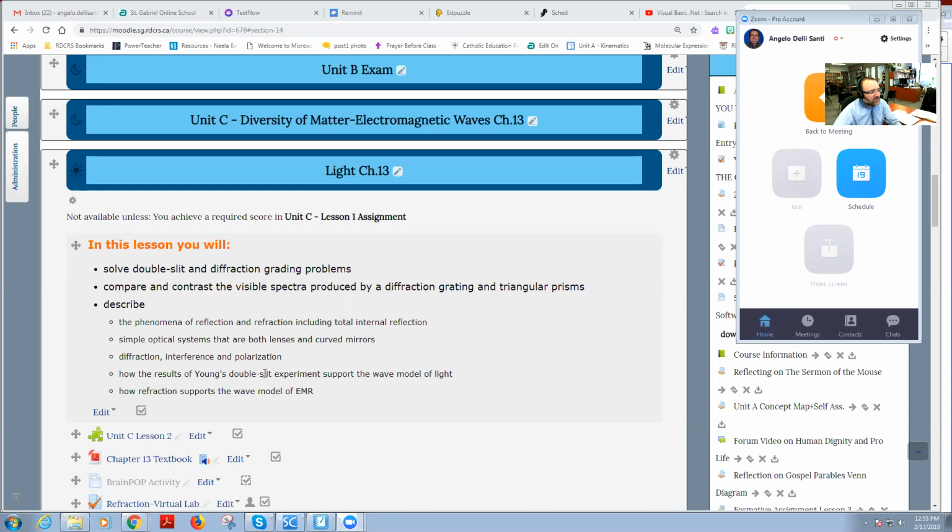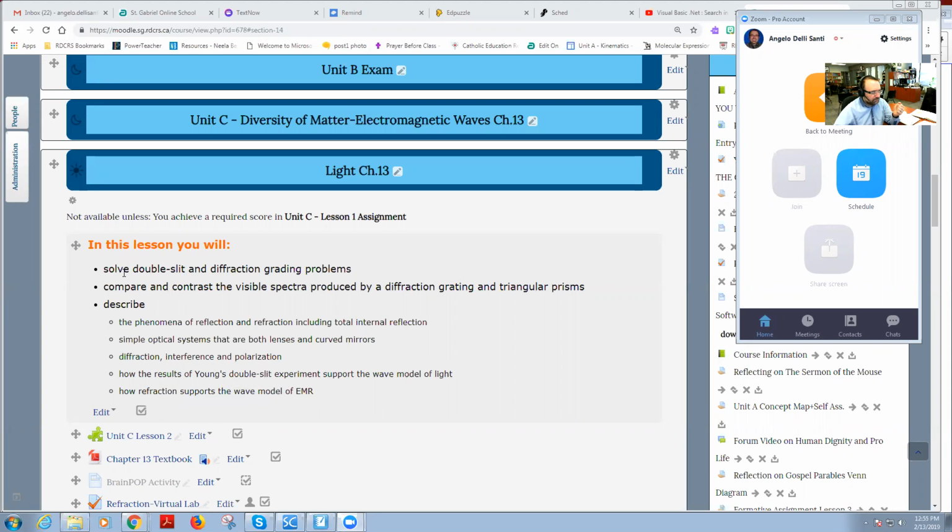How the results of Young's double slit experiment support the wave model of light. You haven't touched this base back in grade 8, just giving you a heads up. How refraction supports the wave model of EMR. Keep in mind, we did talk about the wave model back in Physics 20 in the last topic in Unit D. EMR, we're just touching more of the base of what you just learned from the previous topic.